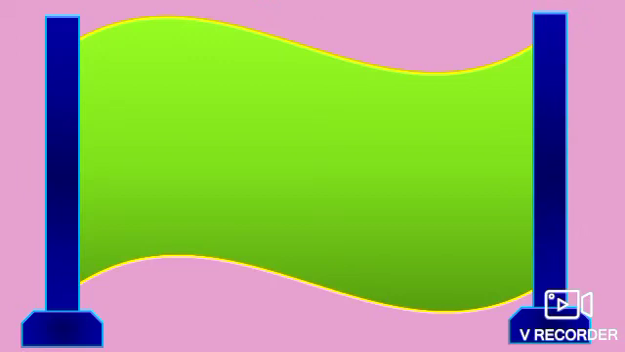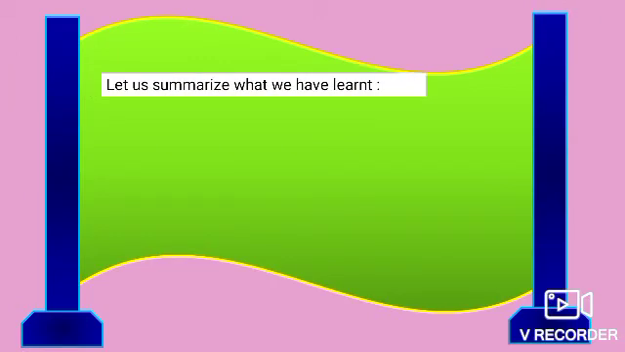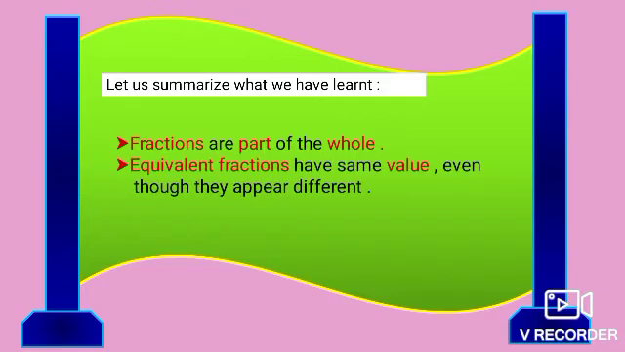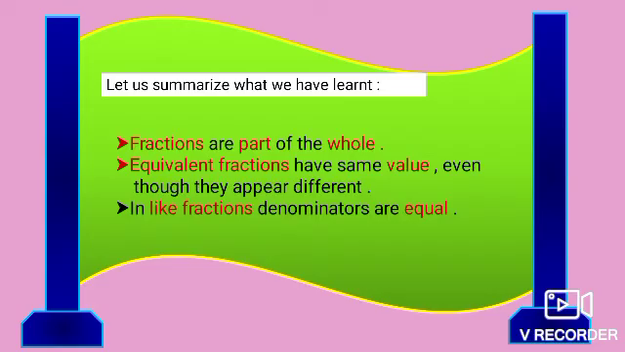So I hope you understand all the matter. Let us summarize what we have learned, student. Fractions are part of a whole. Never forget the definition of a fraction, that it is a part of the whole. Equivalent fractions have the same value even though they appear different. That means if the numerator and denominator are different but the fractions have the same value, they are equivalent fractions. In like fractions, denominators are equal.